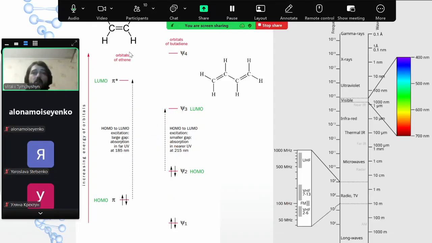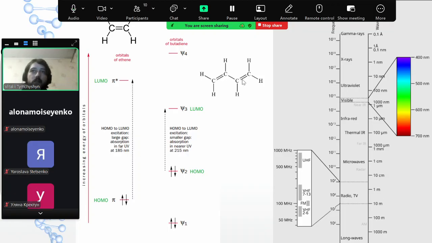And what I want to show you here is ethene, which has just one double bond, and here we have some gap between HOMO and LUMO. To carry an electron through this gap, we need a photon in the far UV spectrum, something like 185 nanometers. So that's far UV. Here is the scale on the right, and here you see the ultraviolet. Here is the visible light, so all the colors we know, and then some infrared below, and so on.